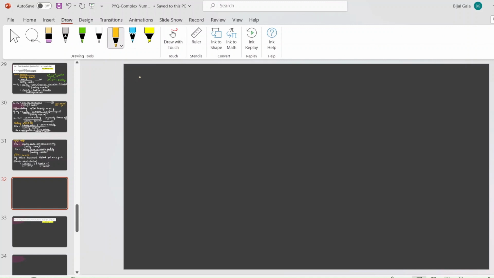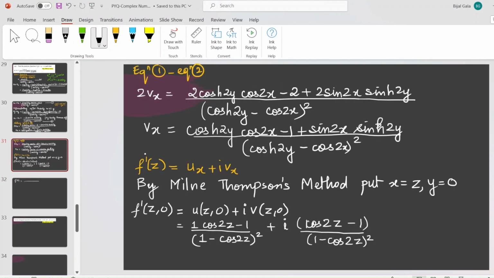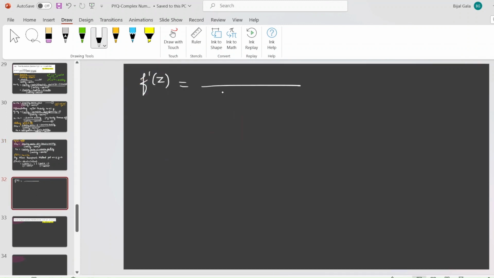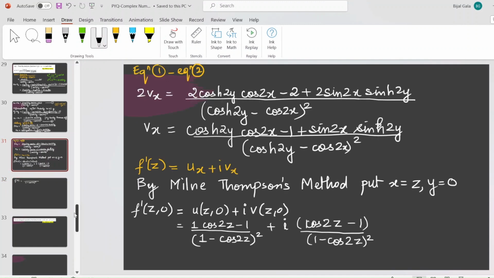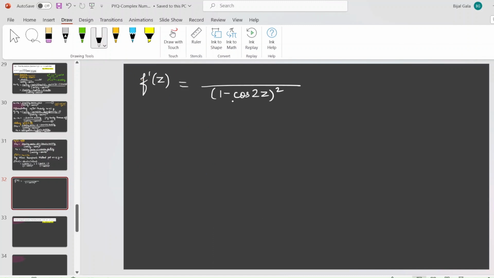We don't want f dash, we want f of z. And before that, we'll just simplify this f dash. The denominator is the same, we have 1 minus cos 2z, the whole square, and the numerator is cos 2z minus 1. So, can I write the denominator as cos 2z minus 1, the whole square, because a negative number, even if you flip inside the square, it's okay. The square is going to remain positive.